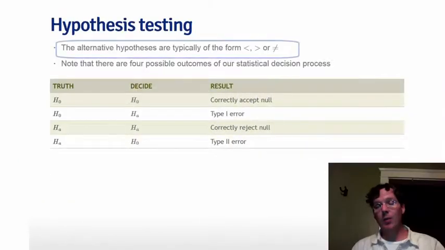In our example, we specified HA that mu was greater than 30. However, it could have been less than or not equal to, depending on the research hypothesis that we were interested in. In that application, we're specifically interested in whether the respiratory disturbance index for this population was larger than 30.